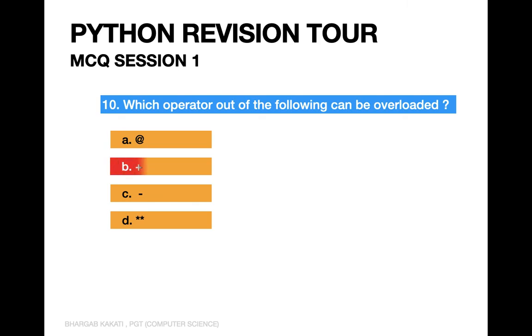And the correct option is option B, because as you already know, the operator plus can be used for addition of two numbers and it can also be used for concatenation. So see, there is more than one purpose for which plus can be used. Other operators cannot be used for more than one purpose. Therefore, the correct option is option number B.